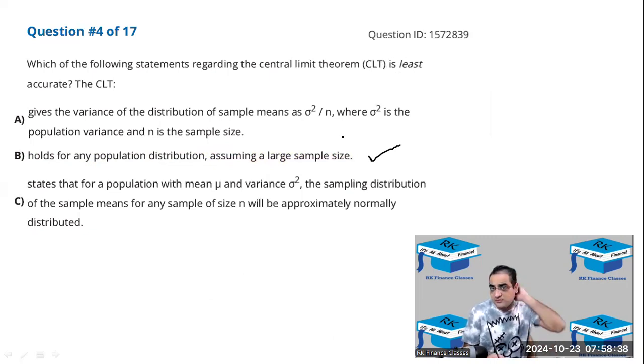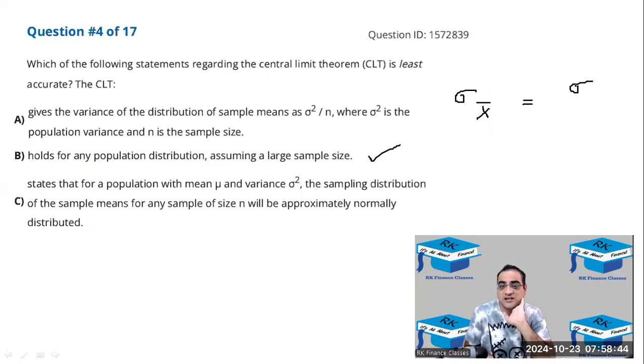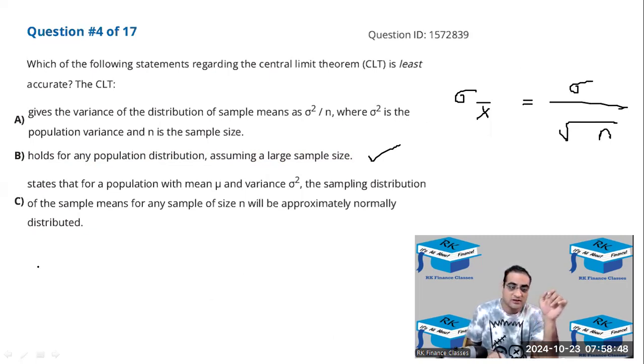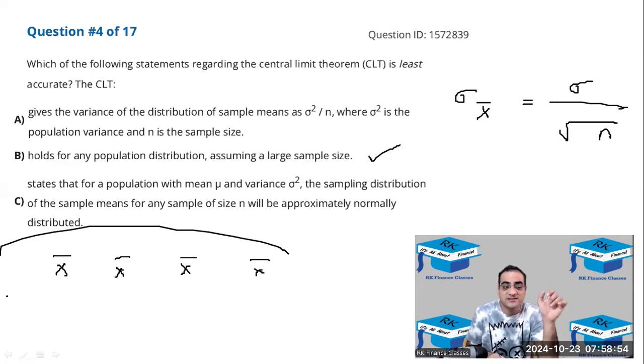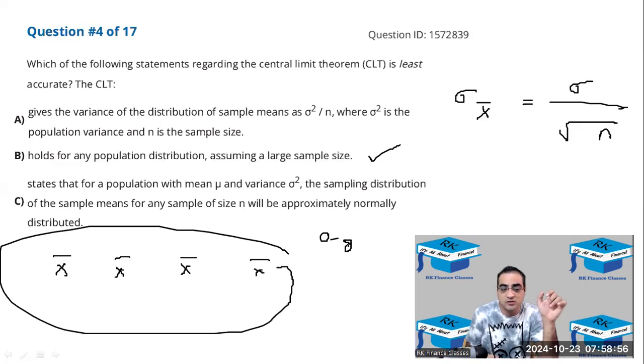Now what I said was basically that the standard deviation of the sample mean is equal to the standard deviation of the population divided by square root of n. Or what I said just now: the first sample's mean, second sample's mean, third sample's mean, and so on, the average of all these sample means is equal to the population mean, which is denoted like this.